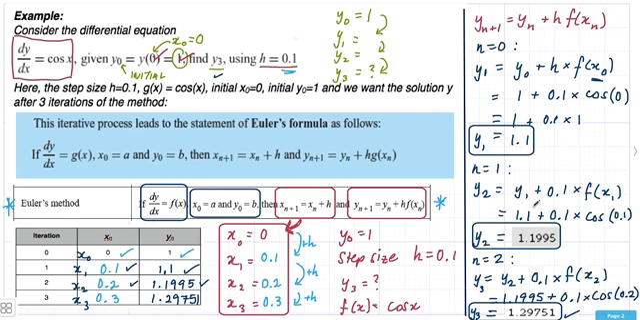Okay, so that's Euler's method. The next part of this is going to be showing you how to program your calculator, and then I'll do the last couple of questions on the back of your worksheet.